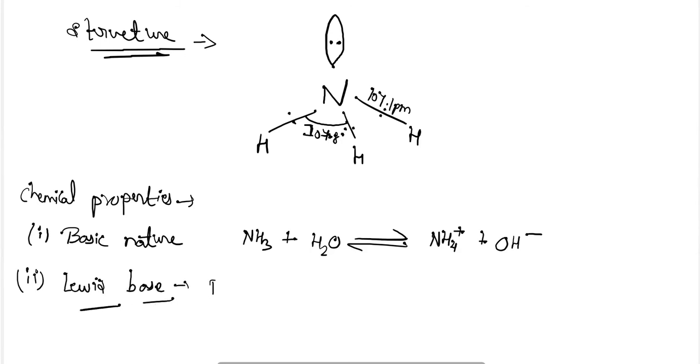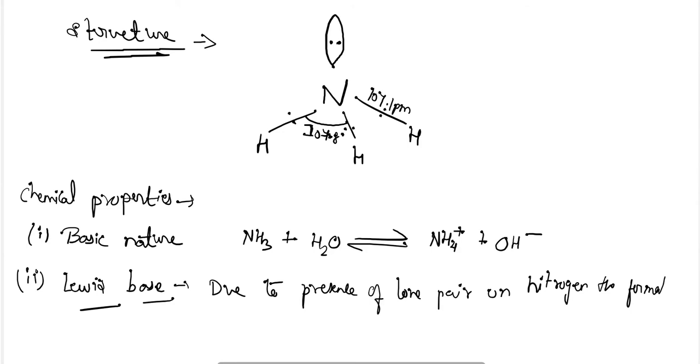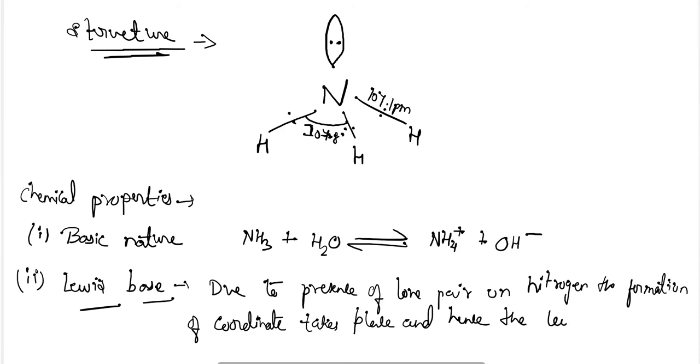Due to the presence of a lone pair on nitrogen, the formation of a coordinate bond takes place, and hence the Lewis base nature is represented for ammonia.